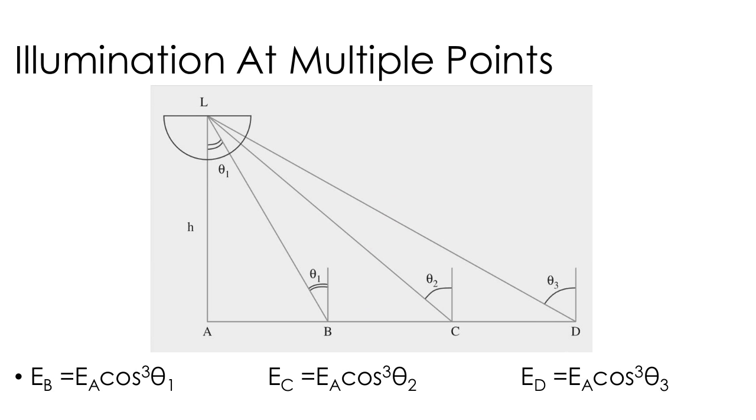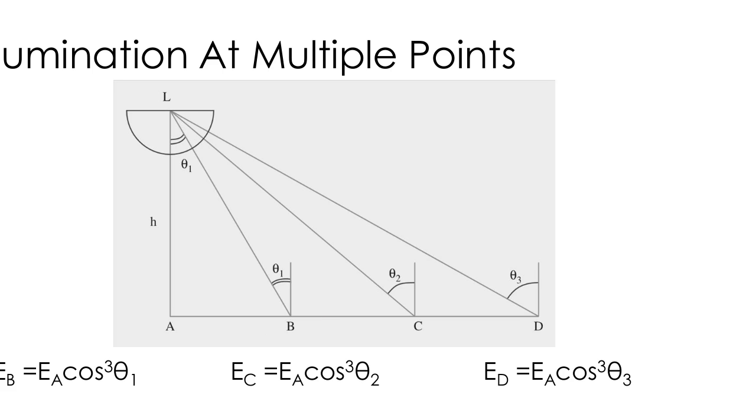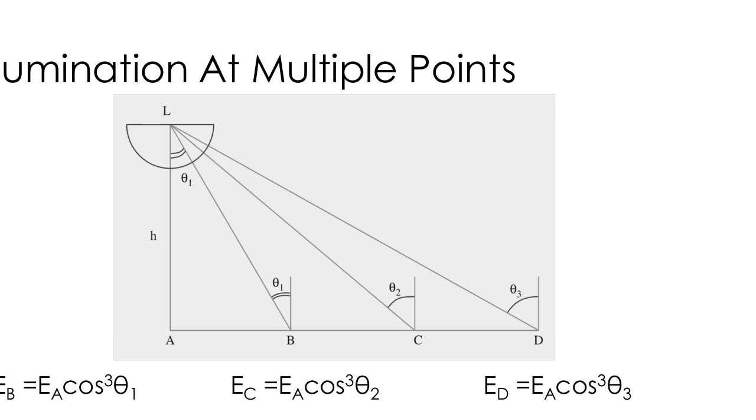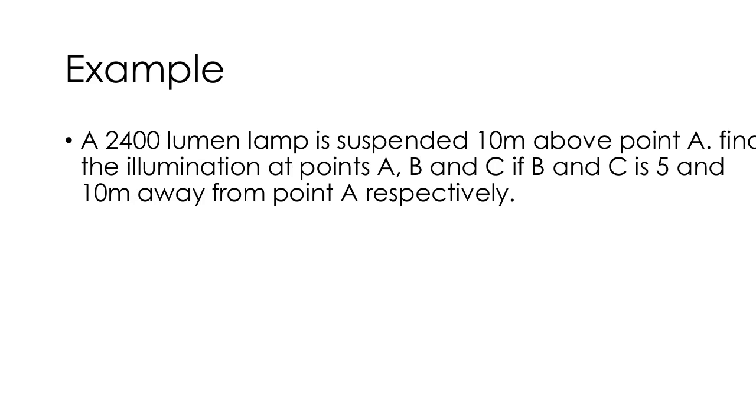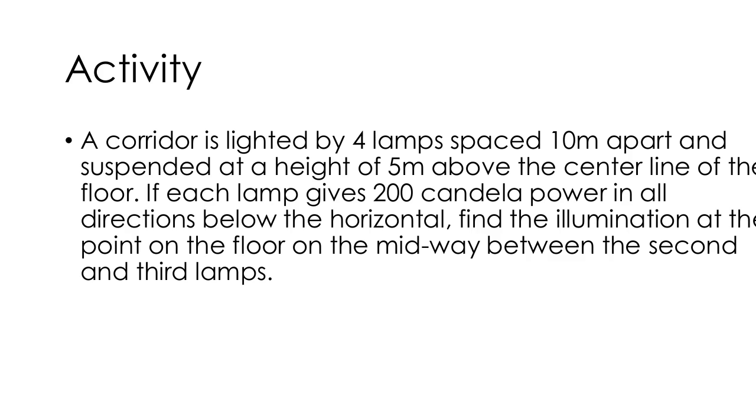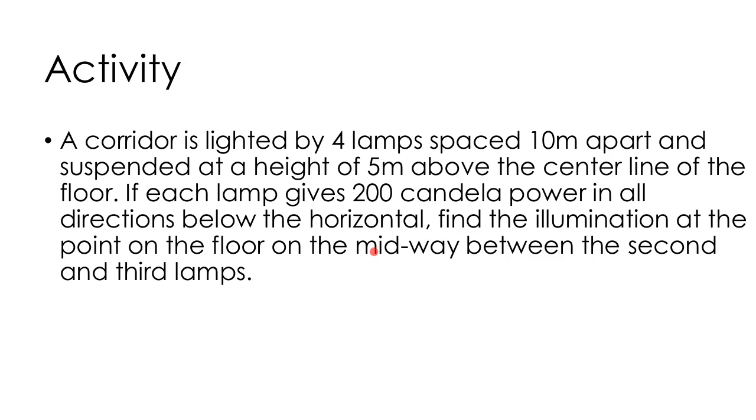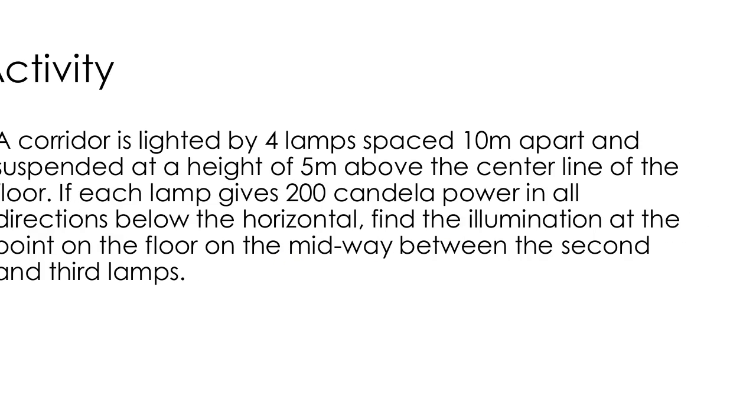At point A we have EA. The illumination at point B is EA cos cubed theta, then at C we have EA cos squared theta 2, and at D we have that at theta 3. So those are multiple points. An example is there, and as I said, we'll do these examples later when we have started the calculations. Now, the activity of the corridor is there.